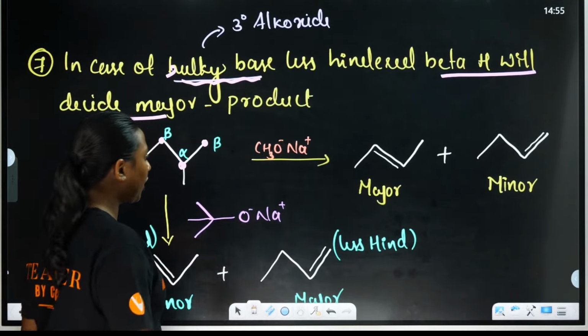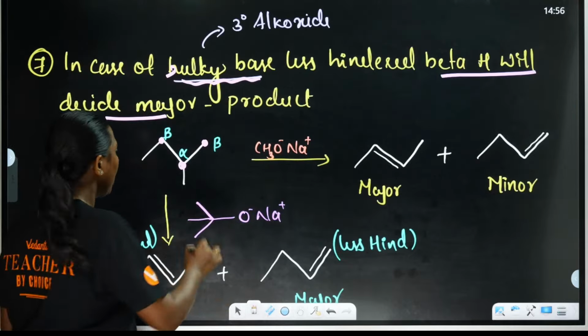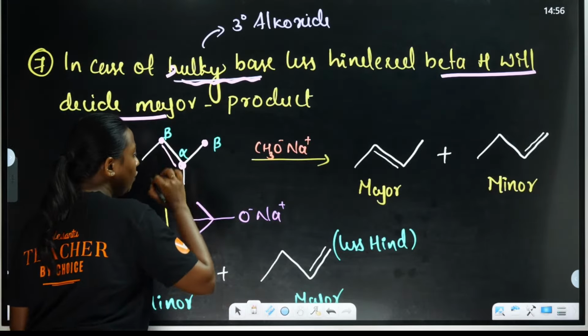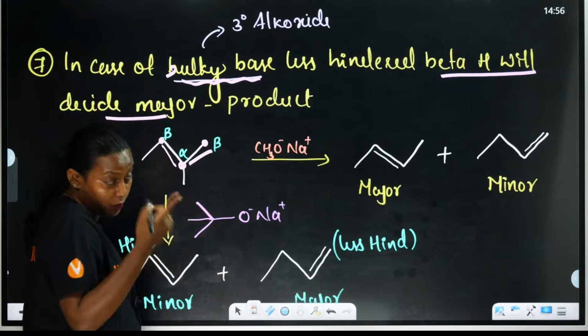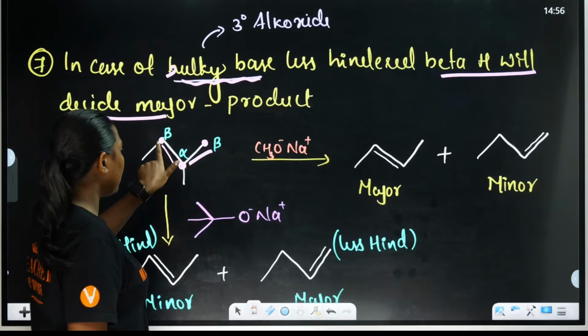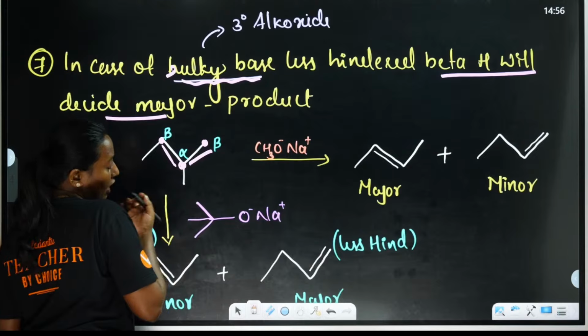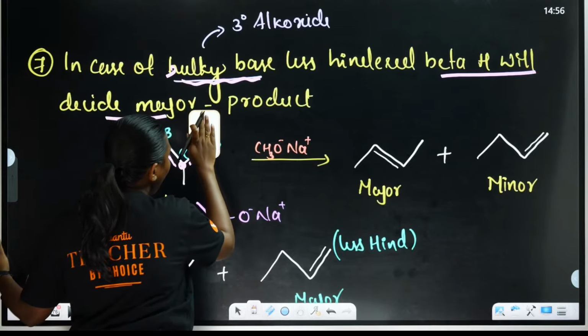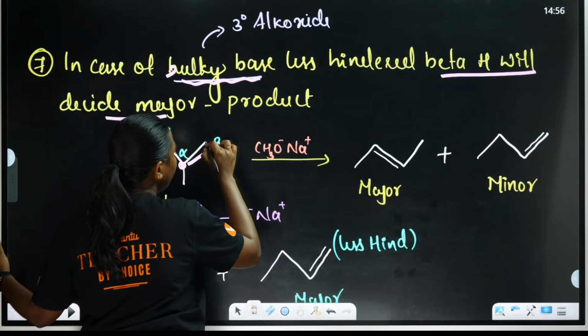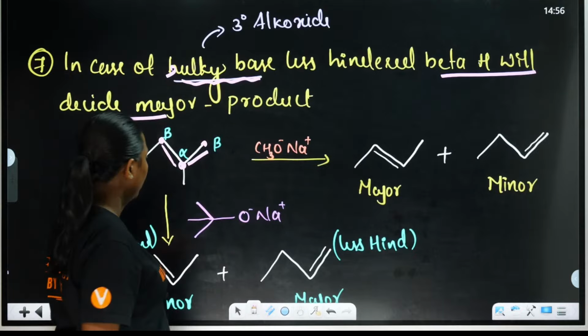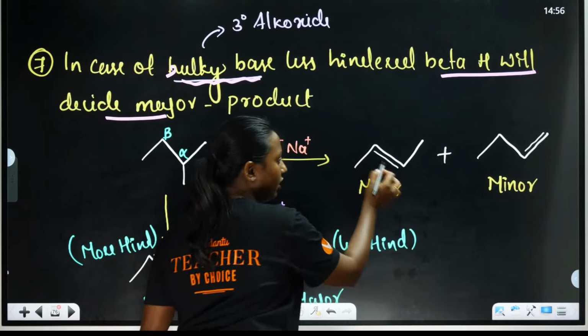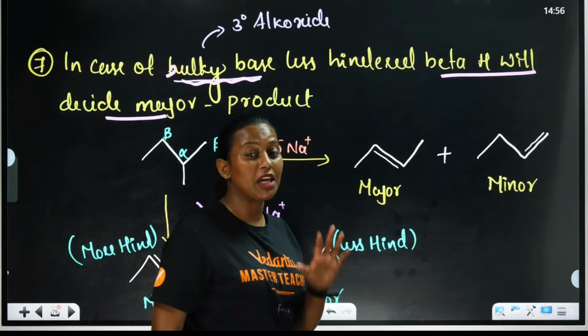Then there are two products, and we should find the major product. Here we can form a double bond, or else here also form one double bond. You can see the products here and here. So which one is the major product?